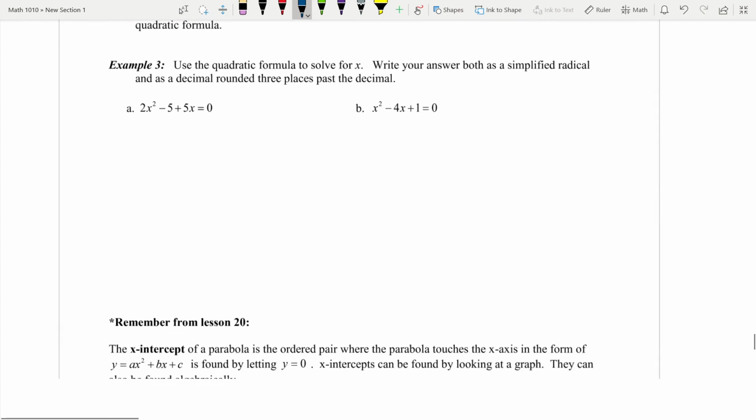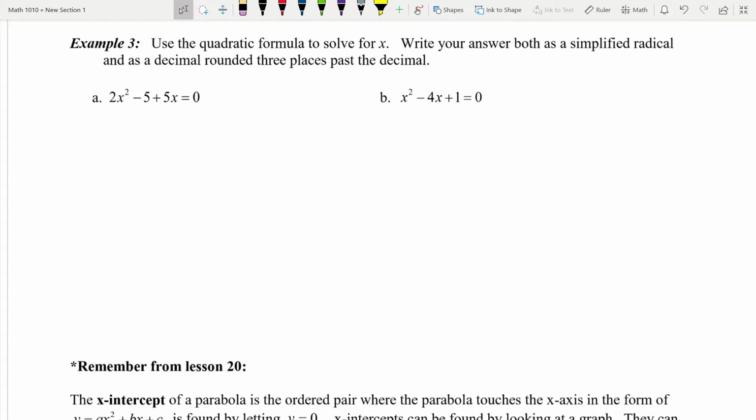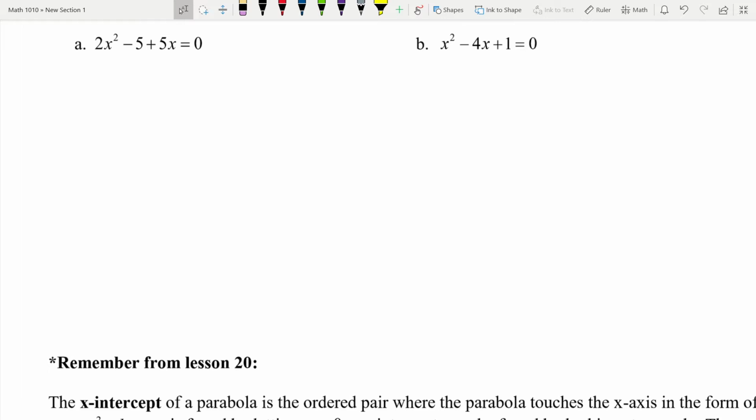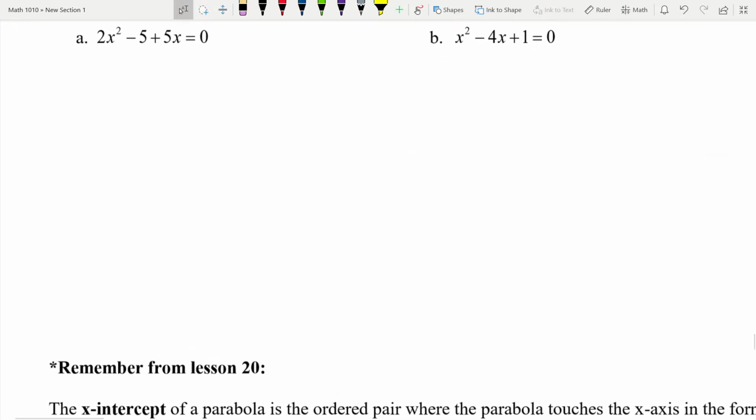All right. Question 3. Use the quadratic formula. Write your answer simplified and as a decimal 3 places. So basically what we just did. Okay. Step number 1. You have to have it set to 0 before you begin. Okay. So your A is a 2. Is your B a -5? And your C is a +5. Is that right? No. Your B is in front of the X. So your B is a +5 and your C is a -5. So be careful. Okay? All right.